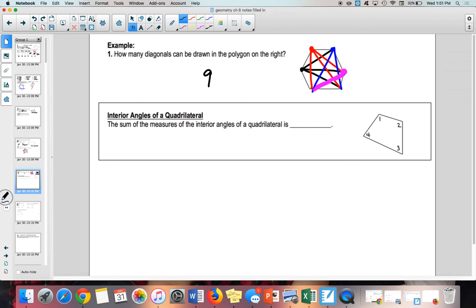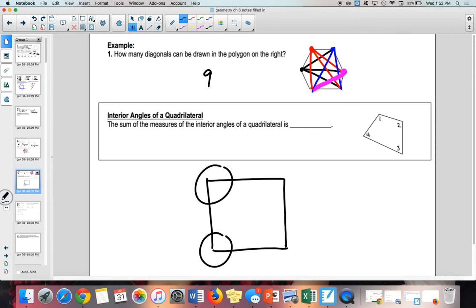All right, so interior angles of a quadrilateral. The sum of the measures of the interior angles of a quadrilateral is what? So what do you guys think? A quadrilateral, the most basic one is a square. What are these angles here? How many degrees are in them? And what do they add up to be? 360, right? You guys see they're all 90. There's 4 that are 90, and they add up to be 360. Okay? That is true for every quadrilateral.